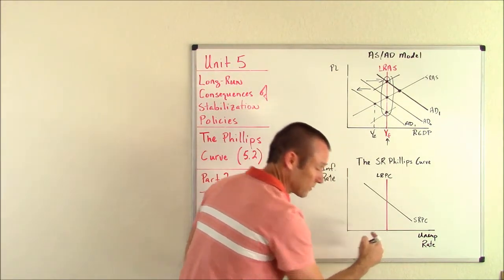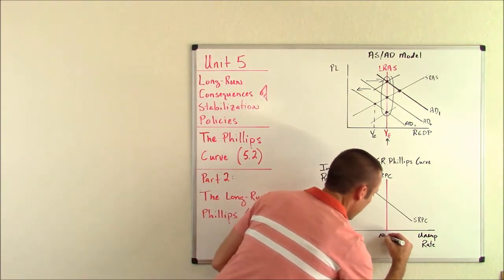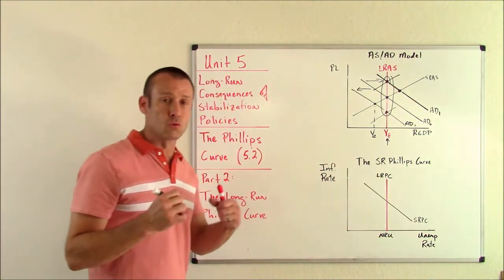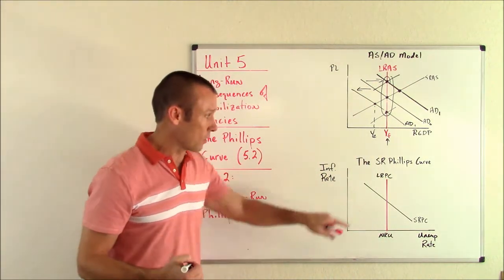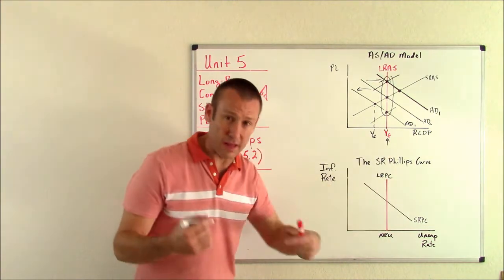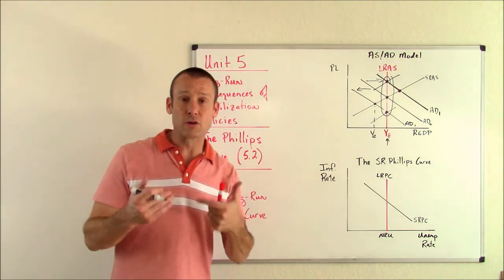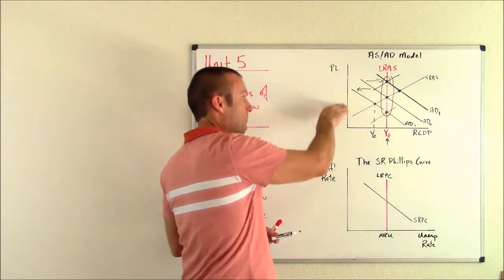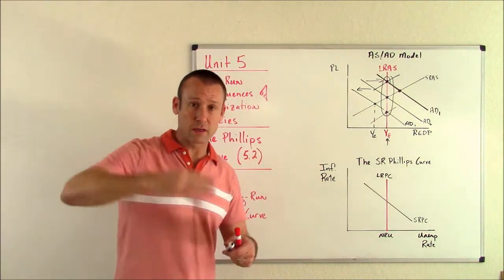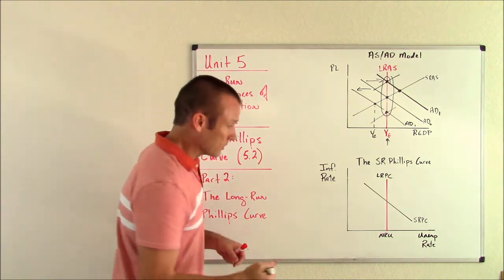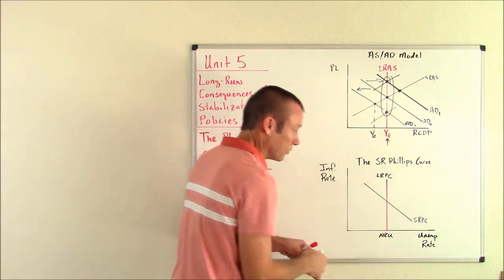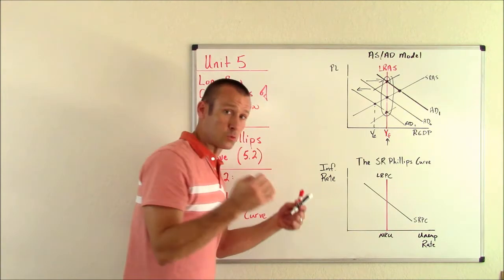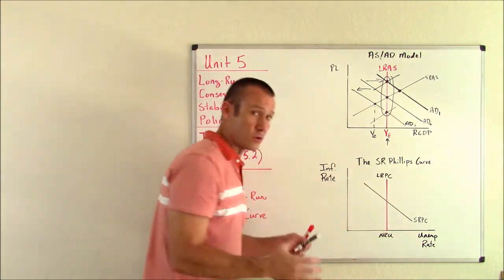So where am I going to anchor this? The NRU, the natural rate of unemployment. So our LRPC is anchored at the natural rate of unemployment. We will return to there in the long run. Now, the price level is going up and down, all right? So inflation rate can go up and down. But in the long run, since we're going to return to our NRU, we want to draw a vertical line because we will always be at our NRU in the long run.